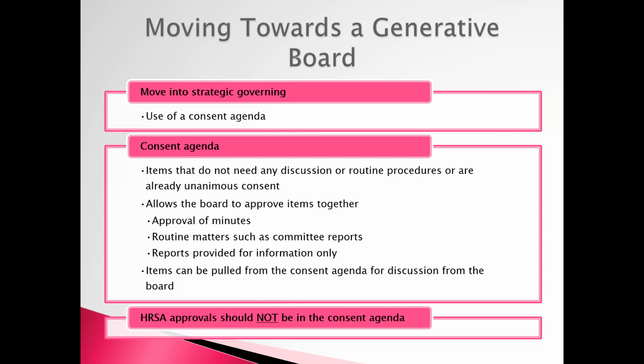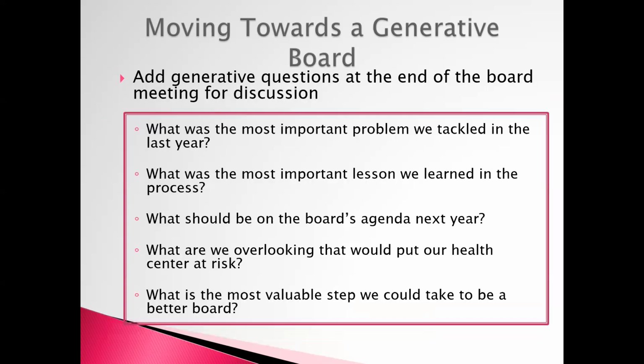This allows the board to approve items together. Examples of items could be approval of minutes, routine matters such as committee reports, or reports provided for informational purposes only. Please remember, anything that is a HRSA Board of Directors requirement should not be in the consent agenda. And finally, items can be pulled from the consent agenda for discussion from the board. So take a couple minutes and look at some of these questions. These are some examples of generative questions that you could use at the end of your board meeting for discussion.